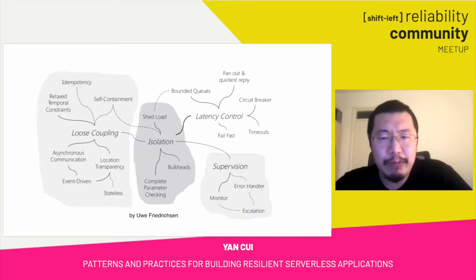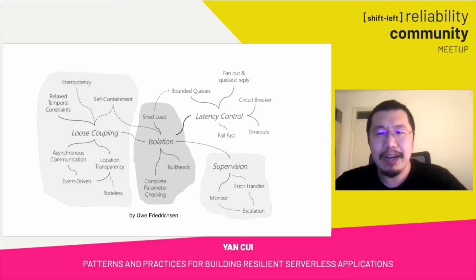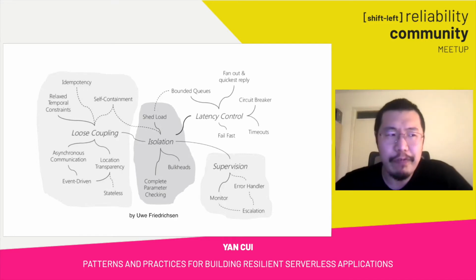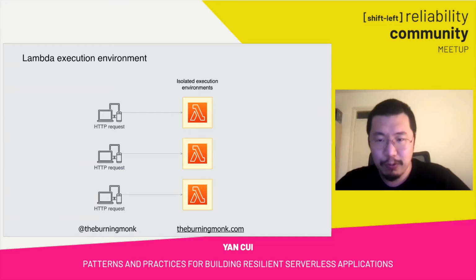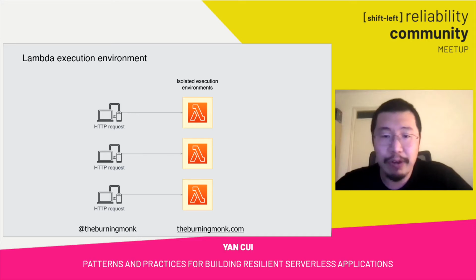So, back to building resilient serverless applications, I think this is a diagram from Wiu Fredrickson, which I'm pretty sure I just butchered his name, that highlights the 4 broad areas that we should really consider when we think about resilience. It's also worth considering that with Lambda, we get a lot of resilience out of the box already, because we have an isolated execution environment for each and every invocation.